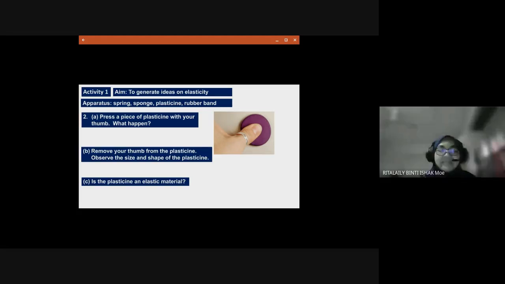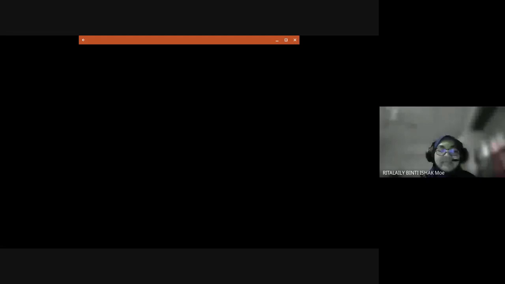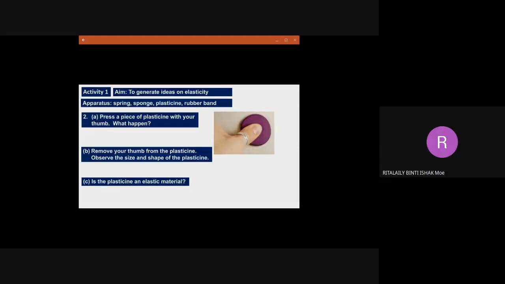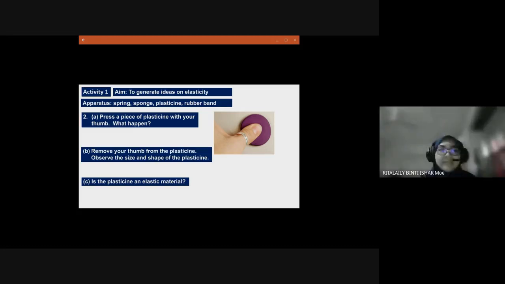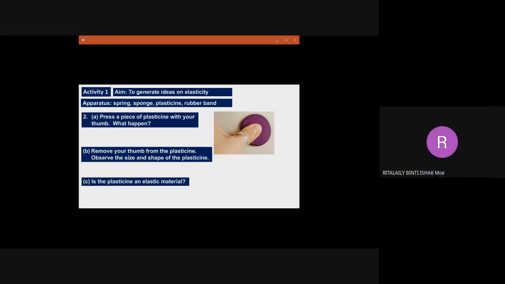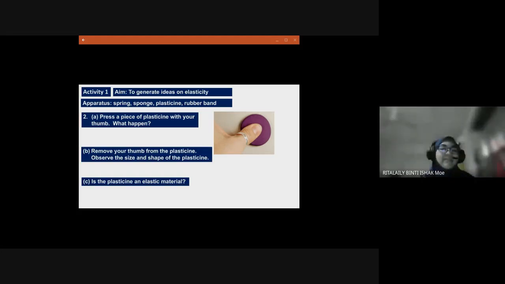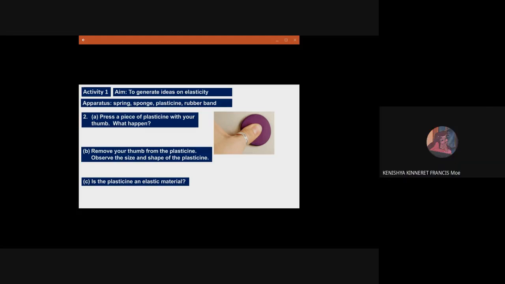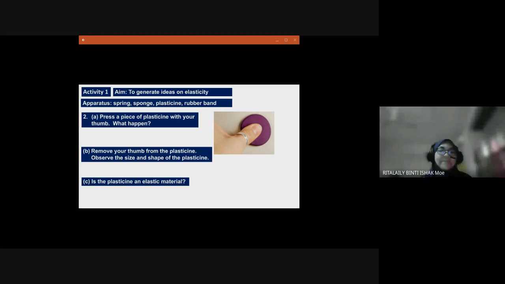Oh, I forgot to look at the chat. Hold on, it changed shape. Mic's not working. Never mind. Okay, so it changed shape. How does it change shape? You press it. So what will happen to the shape? Will it become rounder? Will it become flatter? It becomes flatter. Okay, the plasticine will become flat.